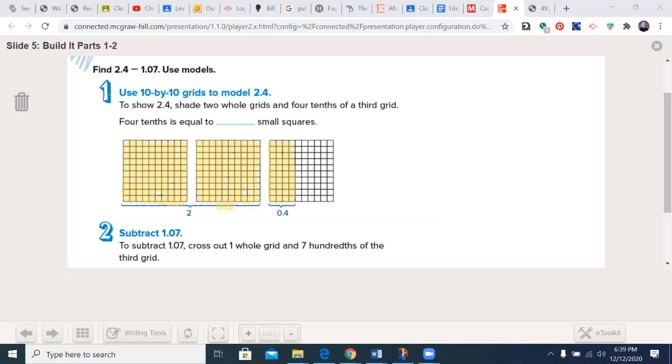And we do have a question here. It says 4/10 is equal to how many small squares? Each of these columns is 1/10 because 10 of these columns equal that whole, and there are 10 squares on it. So 4 groups of 10 is 40.